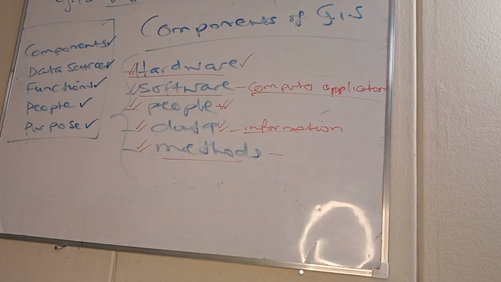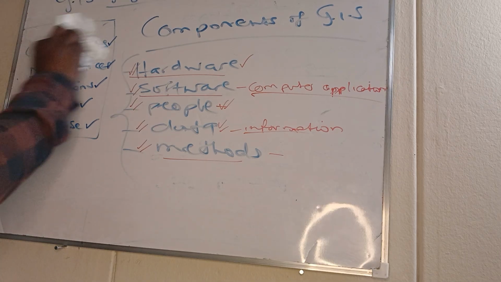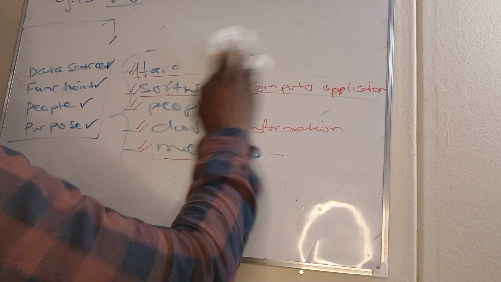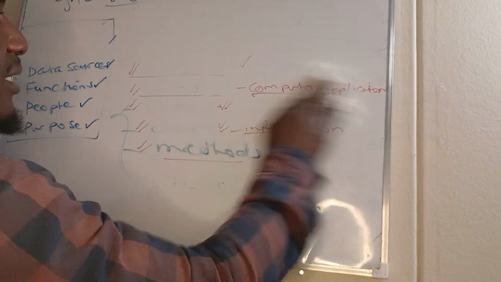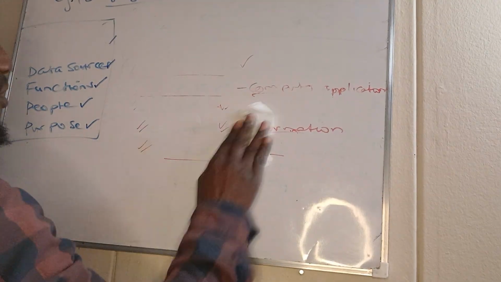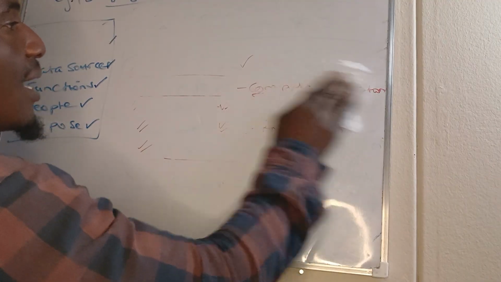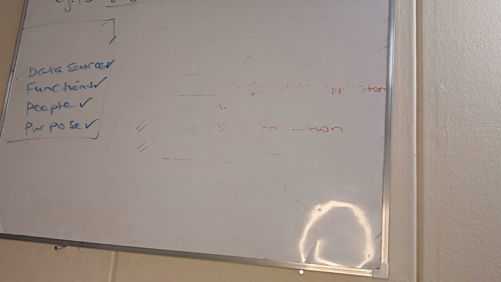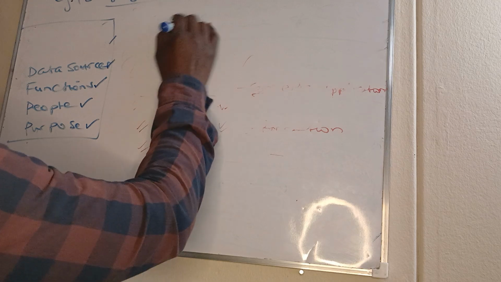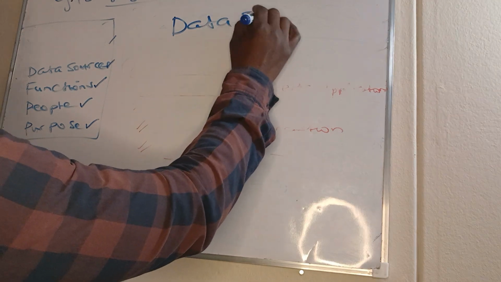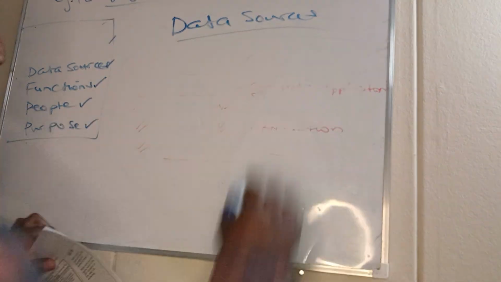It's very important. I'll now move on to the data sources for our GIS. When you talk about the data sources, where do we get our information from that we use for our GIS? What are the data sources?